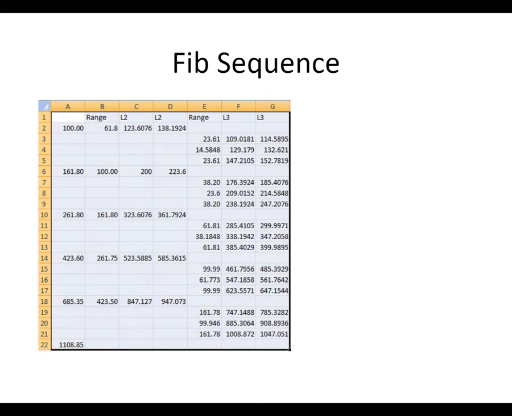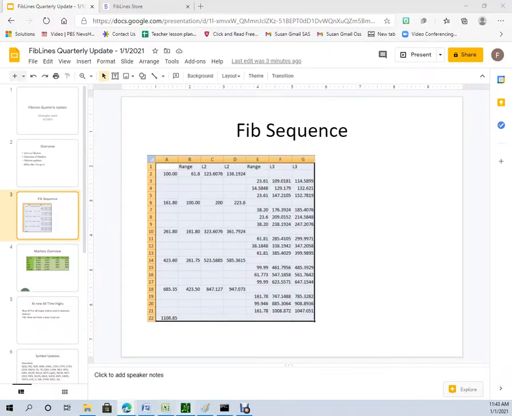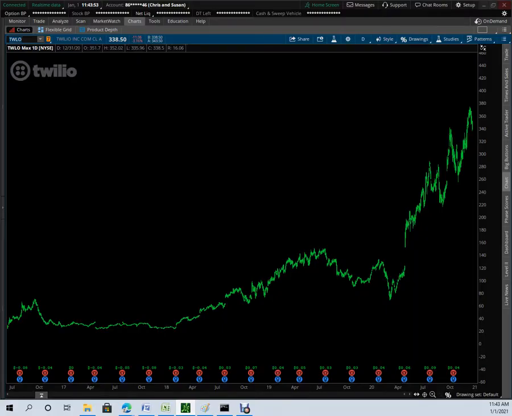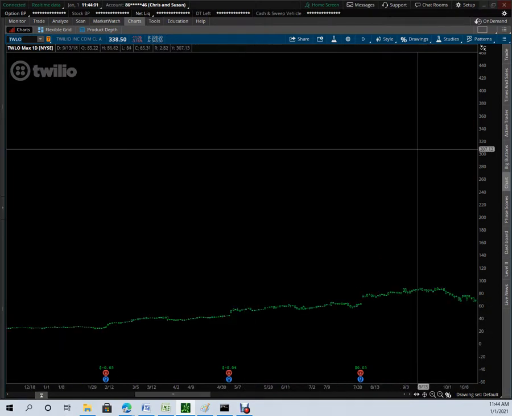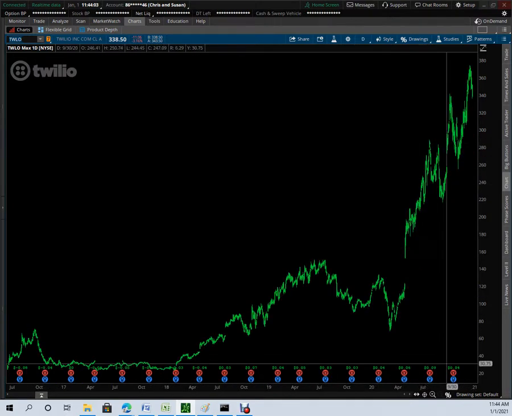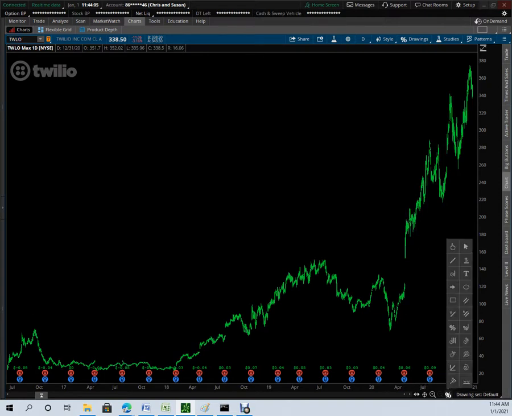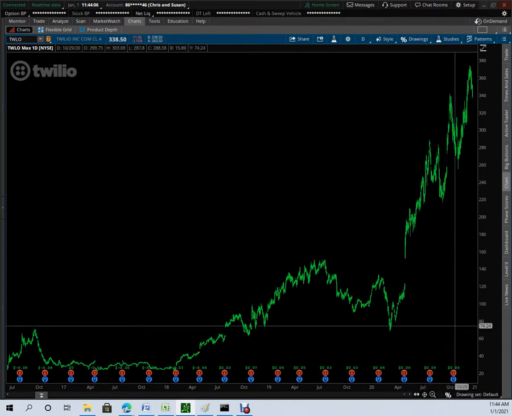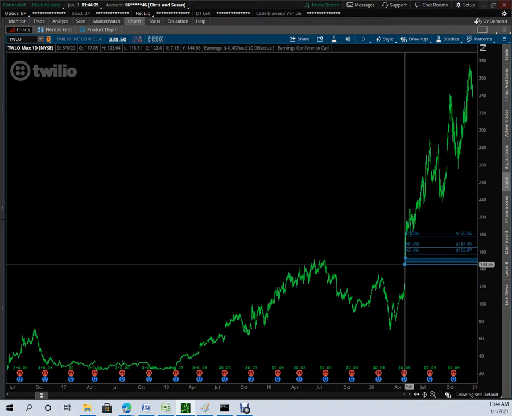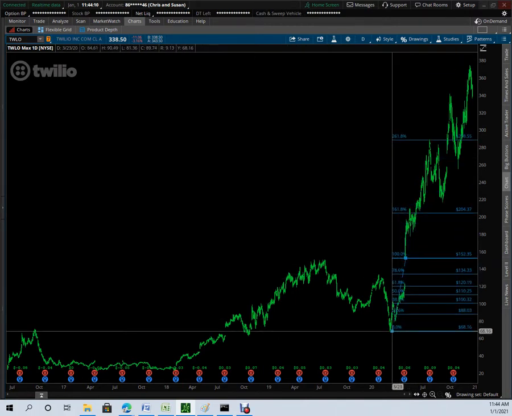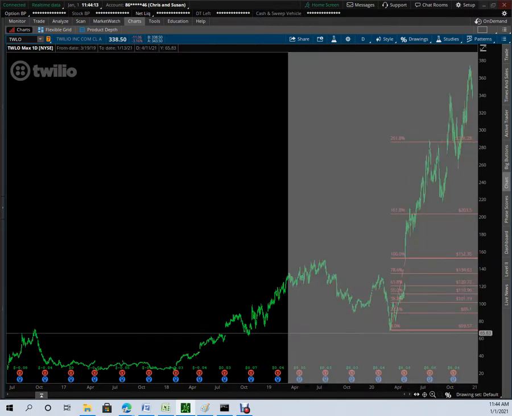Okay, so what is FibLines? FibLines is a study that can get applied to a chart that helps you estimate, first of all, where the chart's going to go and where it's going to find support and resistance. Basically the way it works is you pick this Fibonacci retracements tool that looks like this, and you draw a line from the top to the bottom of what you think level wave 1 should be. And some really interesting things happen once you do that.